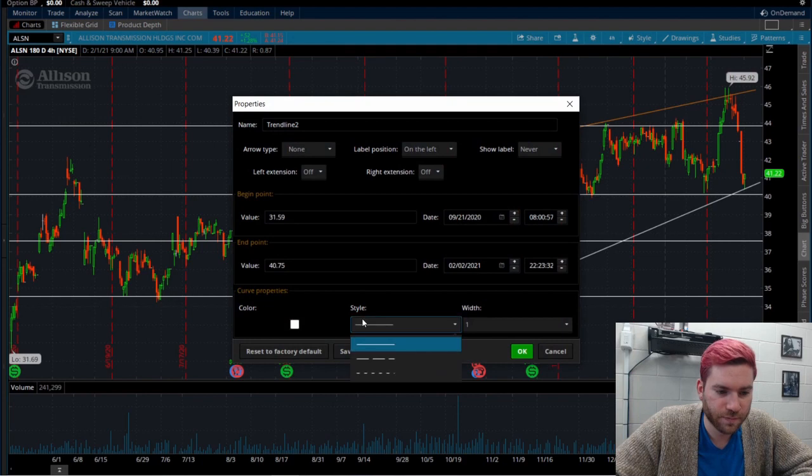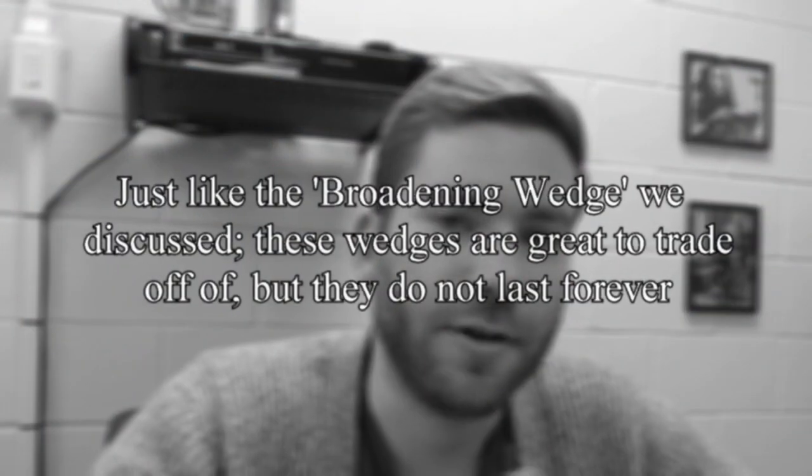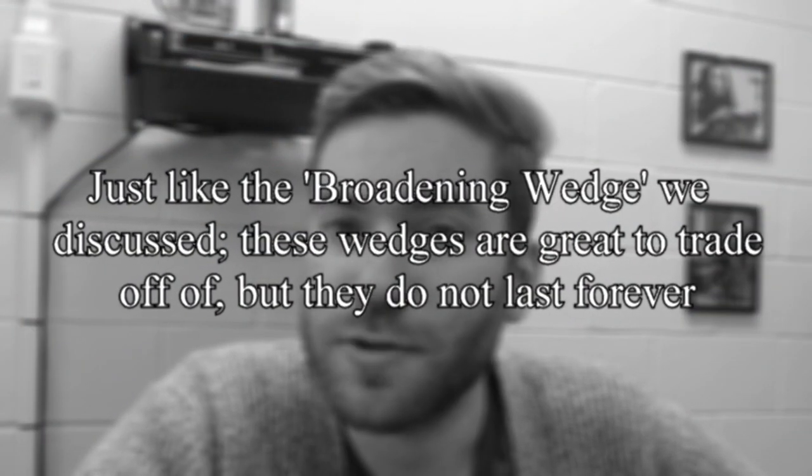These two lines are not equal, right? So what does that mean? When your support trend line and your resistance trend line are not equal, but they're still going the same direction, that's called a wedge. This wedge is a great one to buy off of and to sell off of. The only issue with the wedge is that these do not last forever.